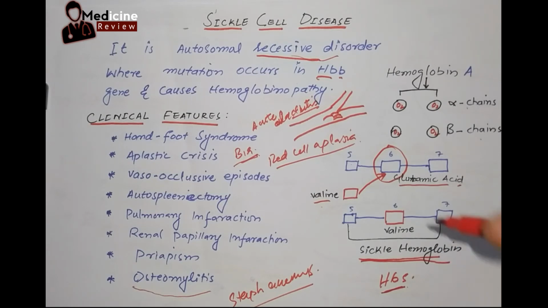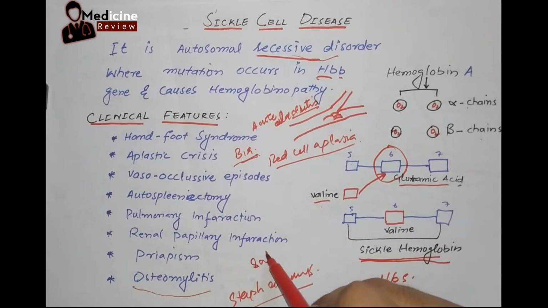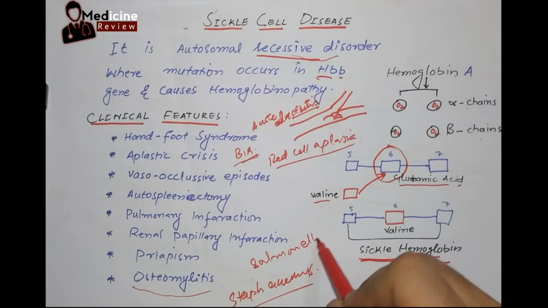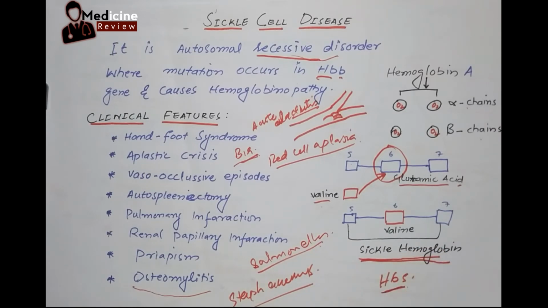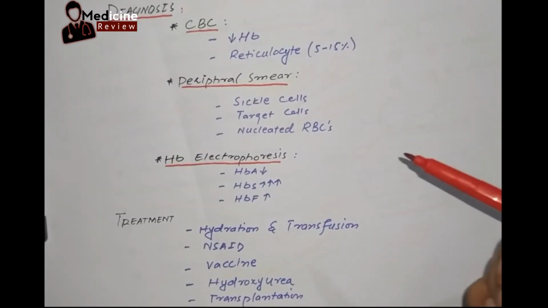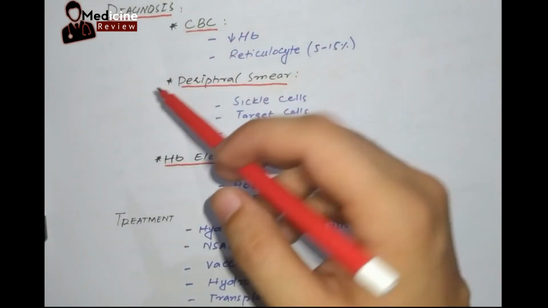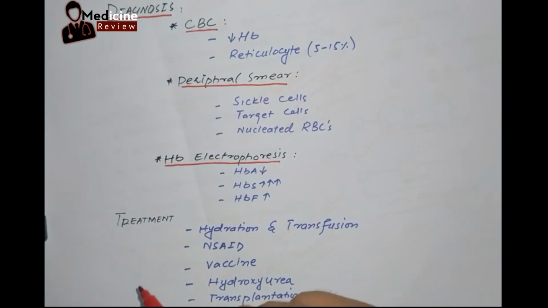But if they ask what is the cause of osteomyelitis in sickle cell anemia, that is Salmonella. This point is worth remembering, Salmonella. If they are asking about osteomyelitis and sickle cell anemia, the causative agent is Salmonella. But if they are asking about osteomyelitis in general, that is Staph aureus. So after the clinical features, let's go into the diagnosis.